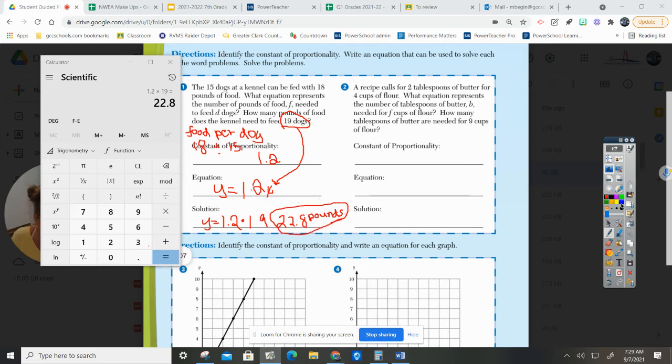Okay, we will change colors. A recipe calls for 2 tablespoons of butter for 4 cups of flour. What equation represents the number of tablespoons of butter B needed for flour? So, how many tablespoons of butter are needed for 9 cups of flour?